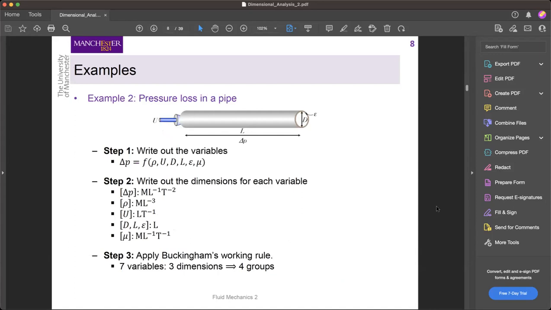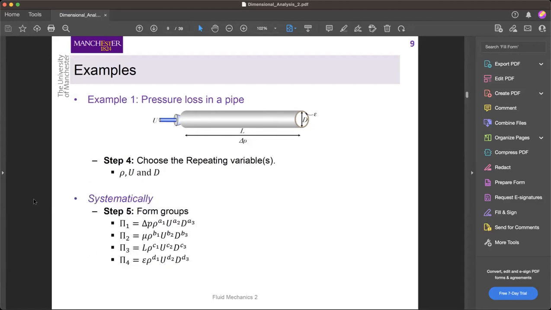Here we have another example. You want to estimate the pressure loss in a certain pipe. So you have delta P, that is the output of your problem. It is a function of density, velocity, diameter, length, roughness, and viscosity. Step two, write out the dimensions for each variable. So for delta P, rho, U, D, and mu, these are the dimensions. You will all agree, you have seven variables, three dimensions. You will have four pi groups.